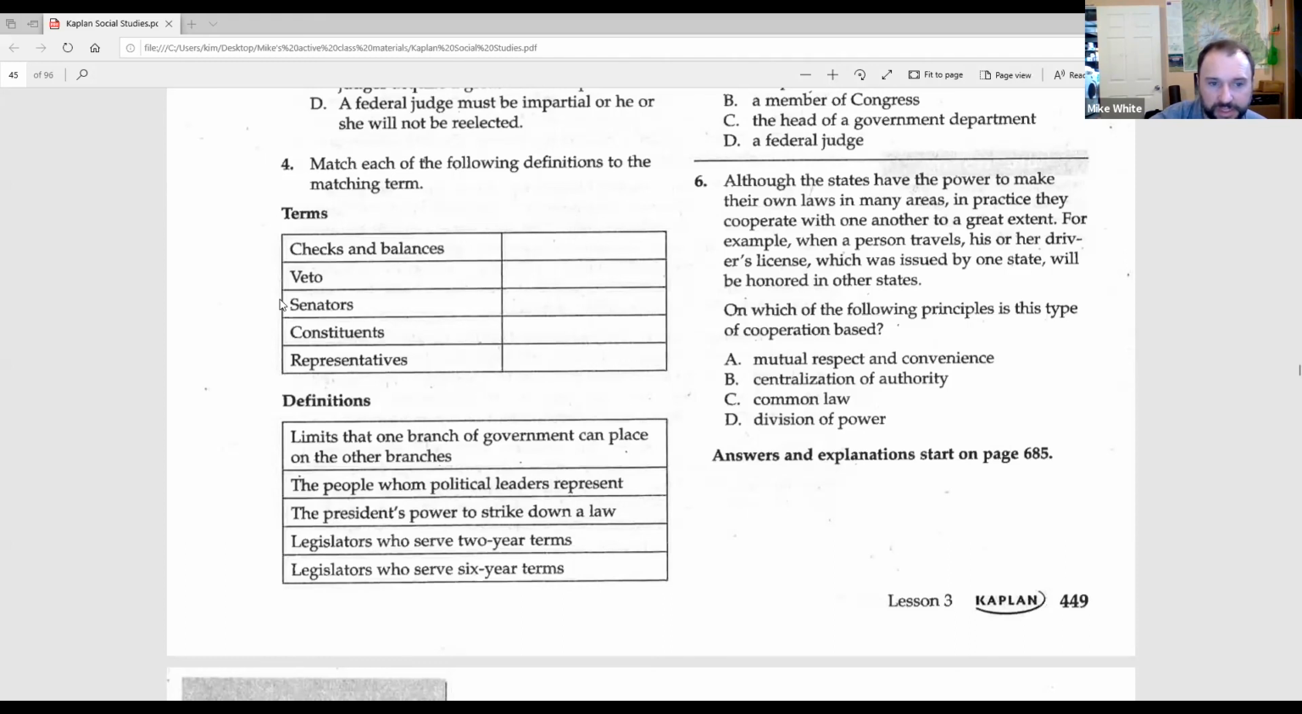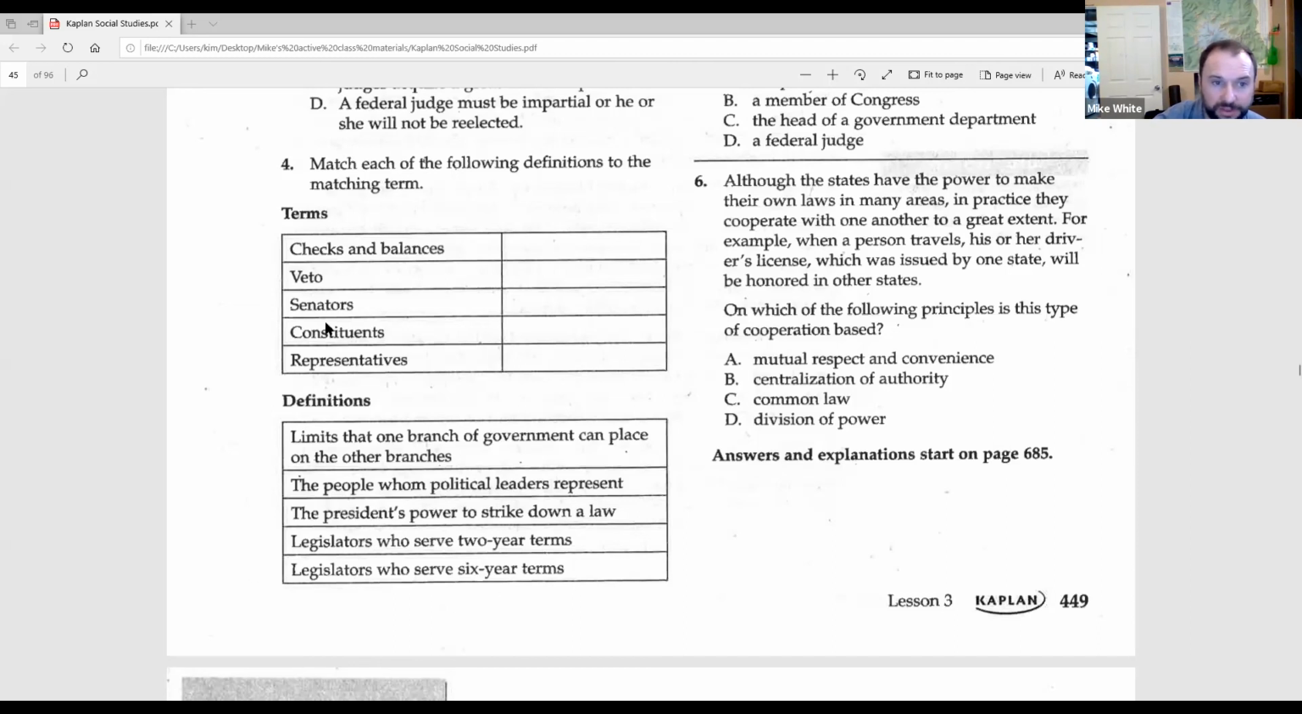Senators are legislators who serve 6-year terms. Legislator is another word for member of Congress, lawmaker, right? Those are all different terms you may or may not see. So senators serve 6-year terms, and we'll skip constituents and come down to representatives. And remember, representatives are legislators or Congress people who serve 2-year terms.